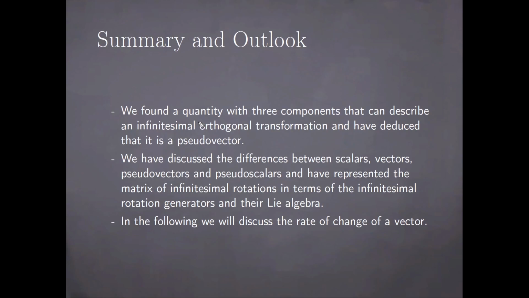In summary, we found a quantity with three components that can describe an infinitesimal orthogonal transformation, and have deduced that it is a pseudovector. We have discussed the differences between scalars, vectors, pseudovectors, and pseudoscalars, and have represented the matrix of infinitesimal rotations in terms of the infinitesimal rotation generators and their Lie algebra. In the following, we are going to discuss the rate of change of a vector.